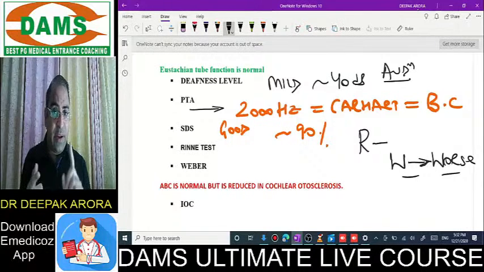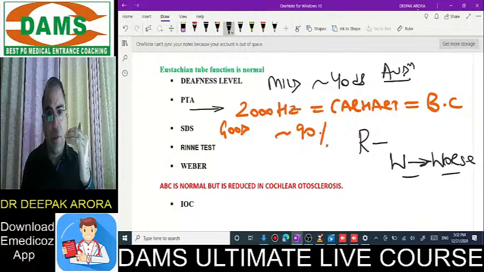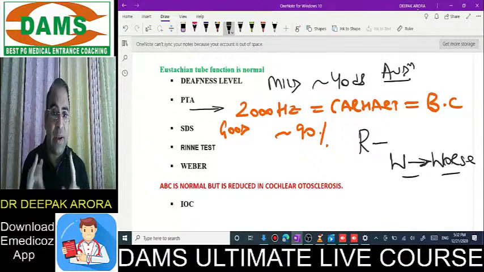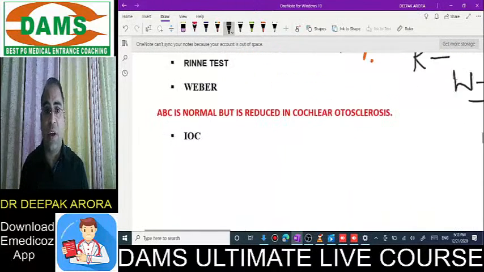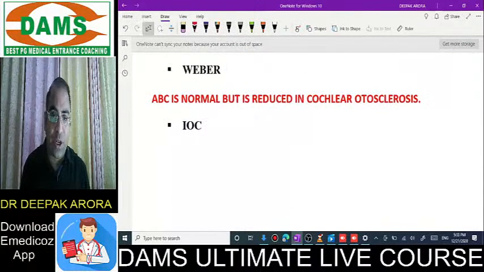Audiometry, pure tone audiometry, it is Carhart notch, 2000 Hz bone conduction. Speech audiometry, speech discrimination score will be very good. It will be somewhere in the range of 90%. Rinne's will be negative. Weber lateralized to the worse ear. Absolute bone conduction, obviously, will be reduced.